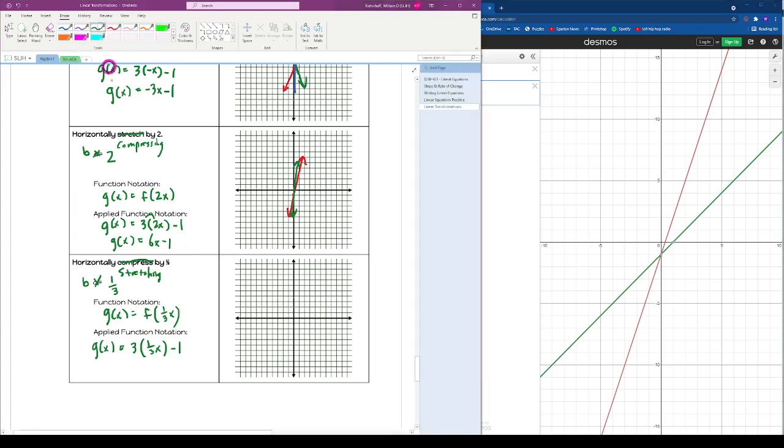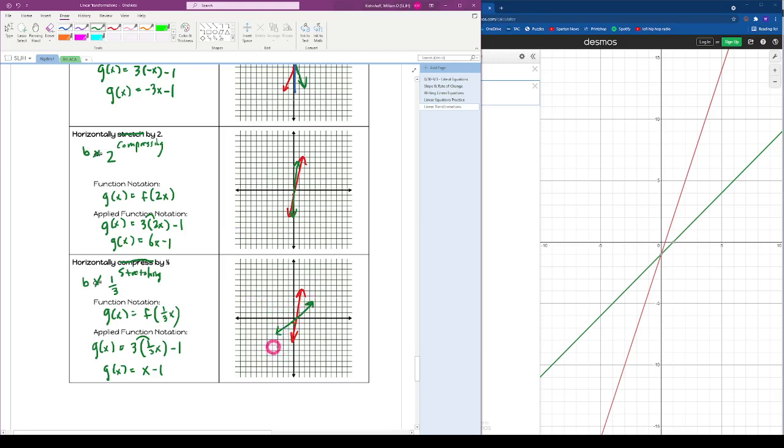All right, so simplifying this, if we do 3 times 1/3 x, we get g of x equals x. So our slope should be 1 now, and then minus 1. So we have an intercept of -1 and a slope of up 1 over 1, up 1 over 1. Yeah, so that looks like we simplified that correctly. Our red line looks exactly the same as it has been. Our green line passes through that same intercept, but goes up at a shallower slope or a flatter slope.